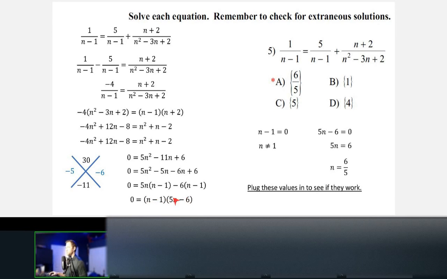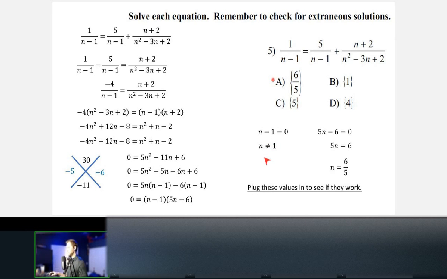All right, so then once we're here, we want to set these equal to 0, which I did, and then we solve. And if you notice, we got two numbers. We got n equals 1 and n equals 6 over 5. And like this says here, I didn't show my work, but you need to plug these in to make sure they work. And when you plug 1 into the original problem, you get 1 minus 1 is 0, and you can't divide by 0. So right away, we know that this is an extraneous solution.